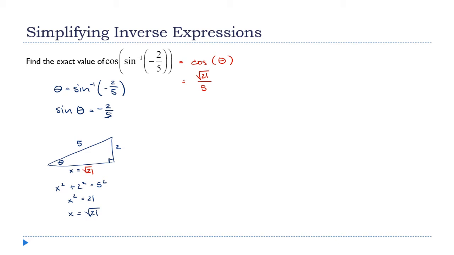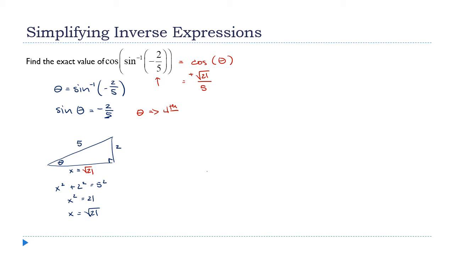Now all I have to do is double check the sign, right? Because this is negative 2/5, theta must be a fourth quadrant angle. All right, well, in the fourth quadrant, the cosine is positive. So I need a positive number here, and that is my answer: positive square root of 21 over 5.